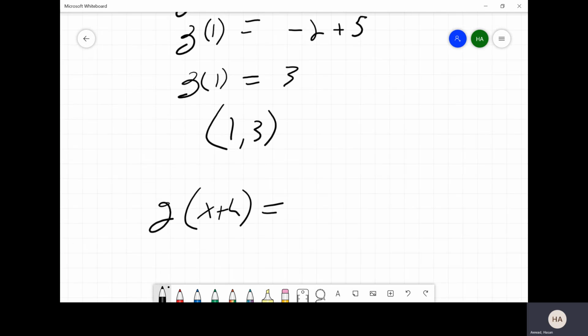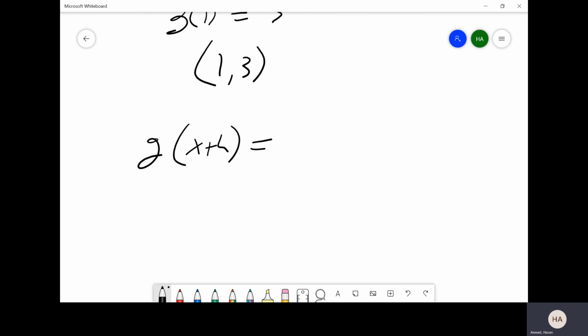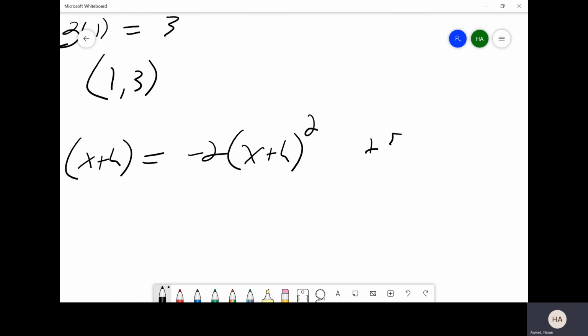Okay, so we write g of x plus h is going to be negative 2 times x plus h. Remember, there used to be an x here, but we're plugging in our total input. Our total input is x plus h. So it's now negative 2 times x plus h squared plus 5 times x plus h.